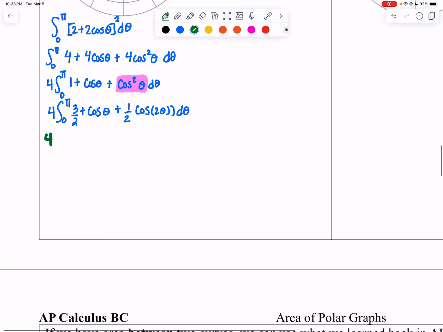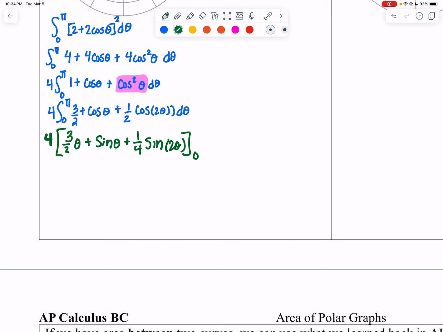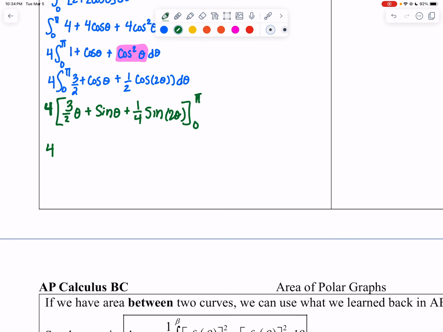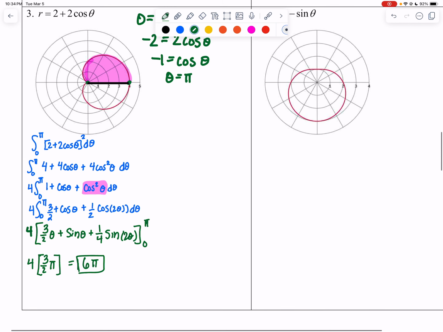All right. So now that's going to give me 3/2 theta plus sine of theta plus 1/4 sine of 2 theta, and my bounds being from 0 to pi. So now I have 4 and then 3/2 pi plus sine of pi, which is going to be 0, which means that sine of 2 pi is also going to be 0. So that doesn't really matter. 0 here, that's just going to be 0. This is also going to be 0, and this is also going to be 0. So technically, the only thing that I really have is 4 times 3/2 pi, which is eventually going to be 6 pi right here. So our answer for number 3 is 6 pi.